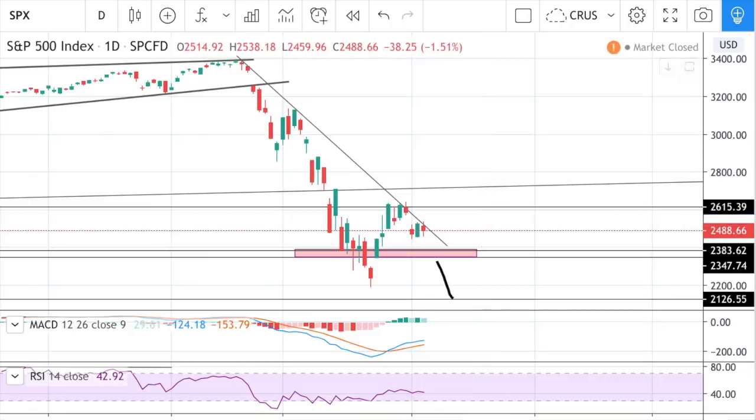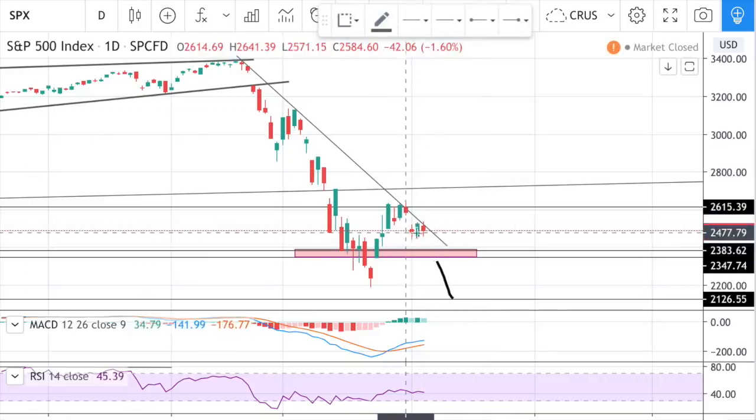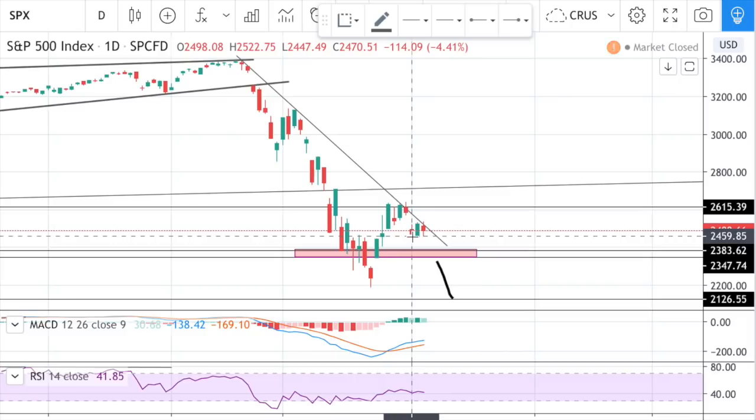Now, of course, anything can happen. We could reverse here, break the trend line. Anything can happen in the stock market, but I do try and give you guys my opinion, how I suspect things will happen. I'm not always right, and I think that's something some people should remember. No trader is always right.